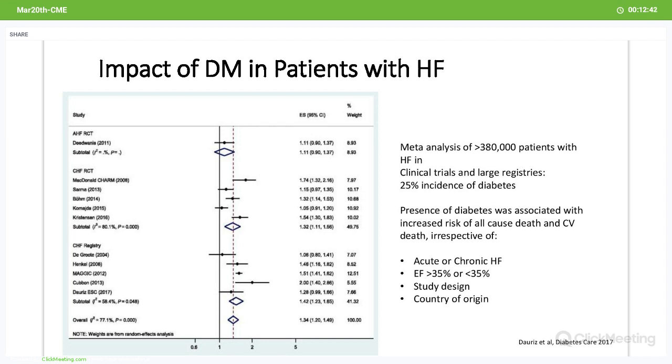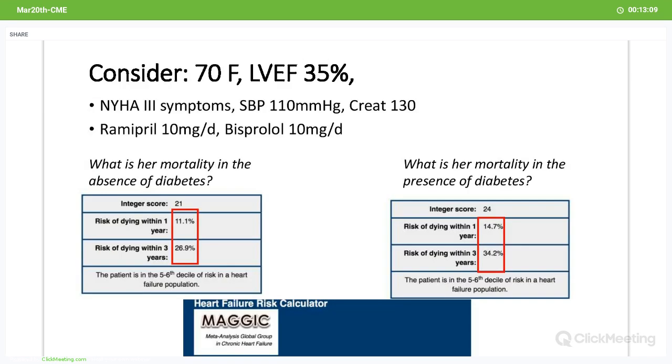And the presence of diabetes is associated with a clinically significant, statistically significant increase in mortality. And that didn't matter if you had preserved ejection fraction, so an ejection fraction over 40 or 50%, or reduced ejection fraction with an ejection fraction less than 40%. Didn't matter if you had acute heart failure or chronic heart failure, whether you were randomized in a study or whether this is observational data. This is a pretty strong relationship.